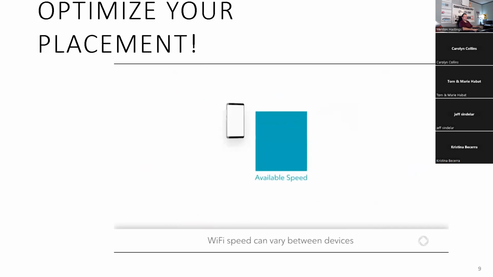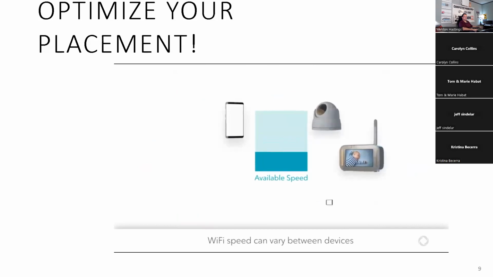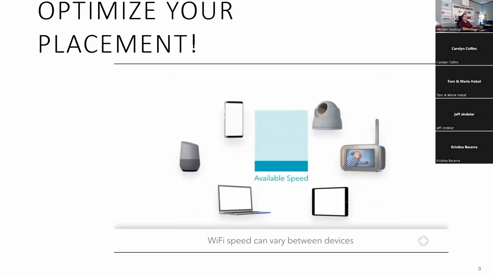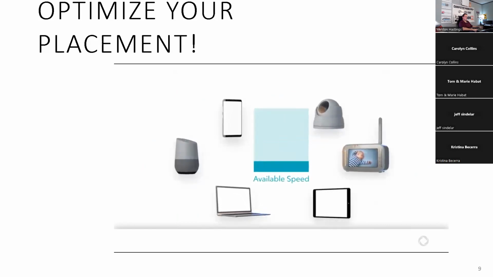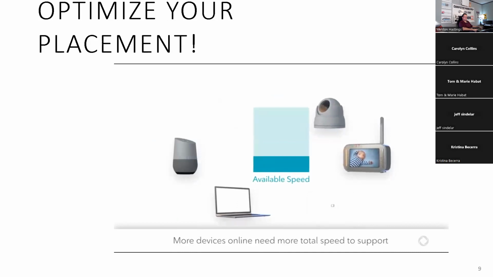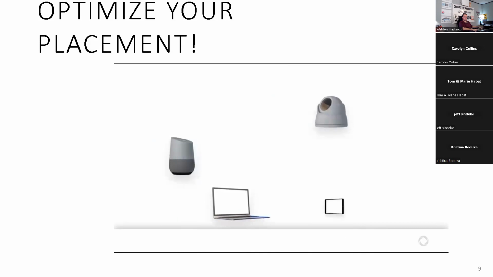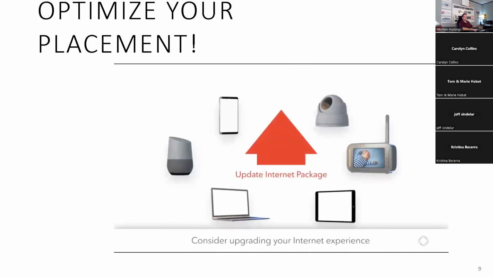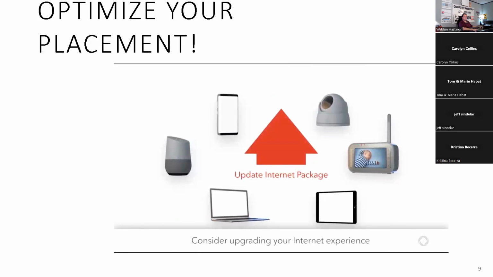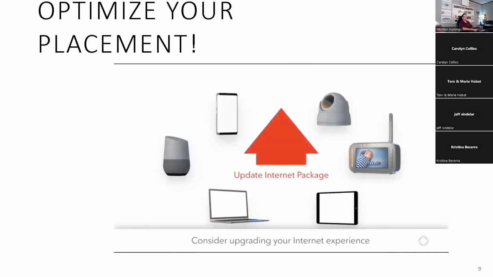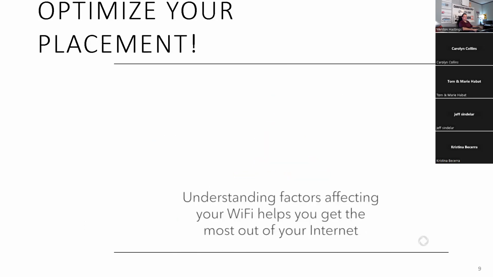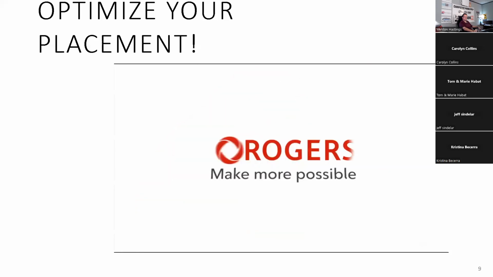Finally, keep in mind that your Wi-Fi speed and signal strength will vary depending on the capabilities of the device you're using and the number of devices connected to your home Wi-Fi. Every device online, including those running in the background, share your total internet speed. As your needs grow, it may be time to upgrade your devices and upgrade to an internet package that delivers more total speed for all your devices. That's it. Understanding factors affecting your Wi-Fi can help you get the most out of your internet service from Rogers.